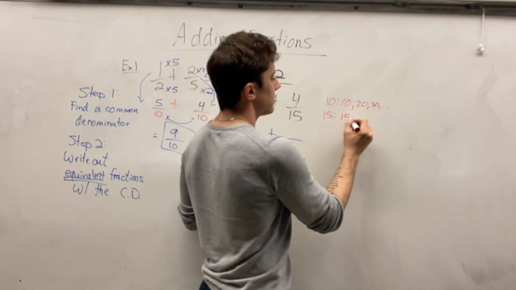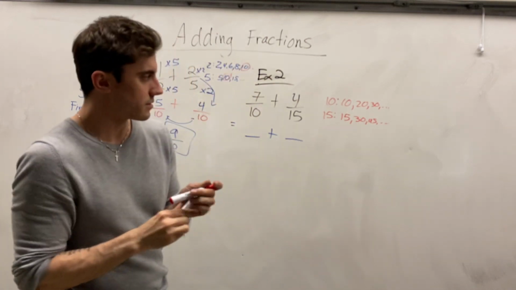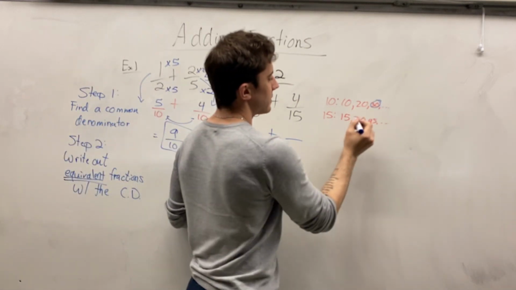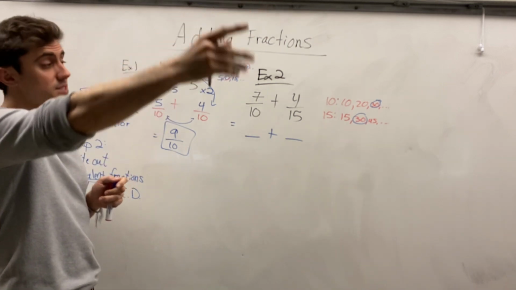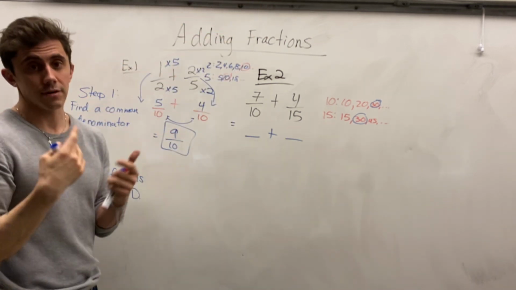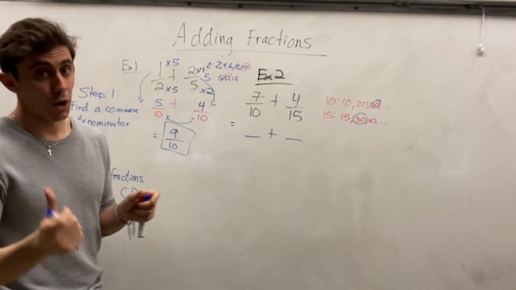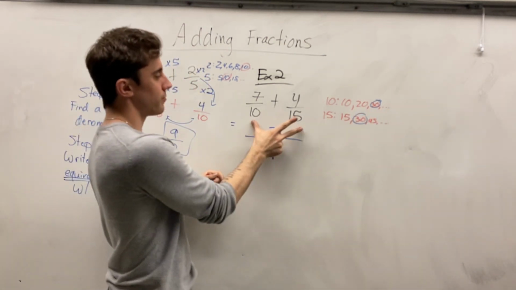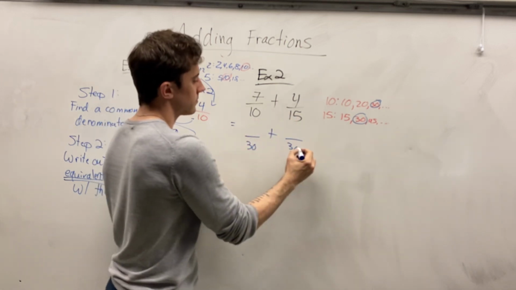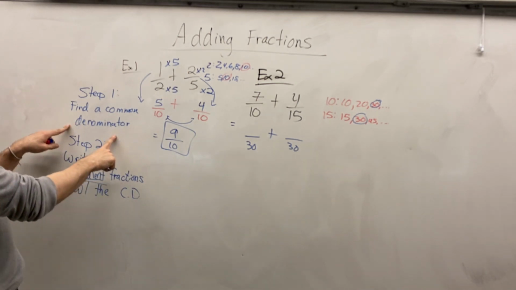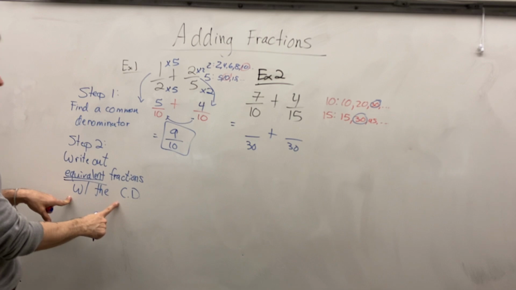And the multiples of 15 are 15, 30, 45. And you'll notice quickly enough that 30 is the first number to appear in both lists, right? There would be more that would appear in both lists, but they would be bigger and bigger, which would make our jobs harder and harder. And so let's stick with the least common multiple, or smallest number that is a multiple of both denominators, which is 30. And so step 1, find a common denominator, that's done. Step 2, write out equivalent fractions with the common denominator.